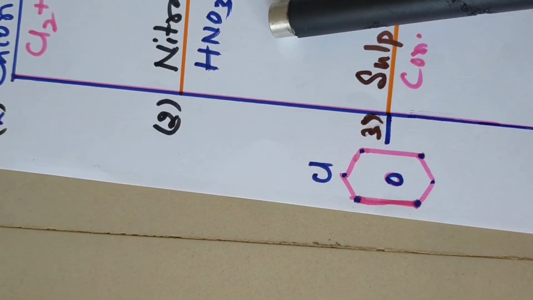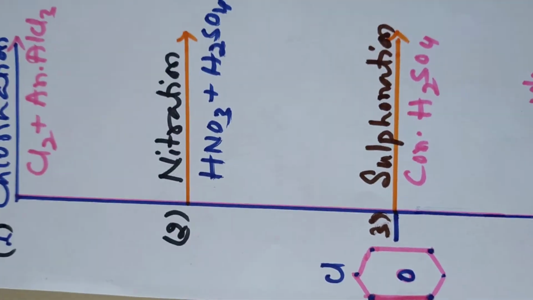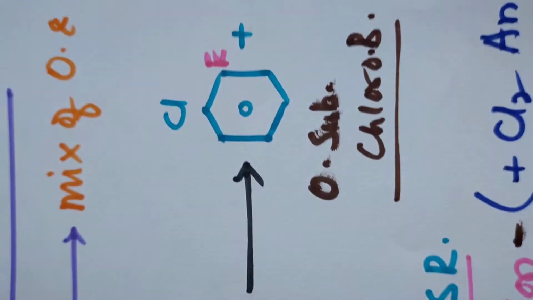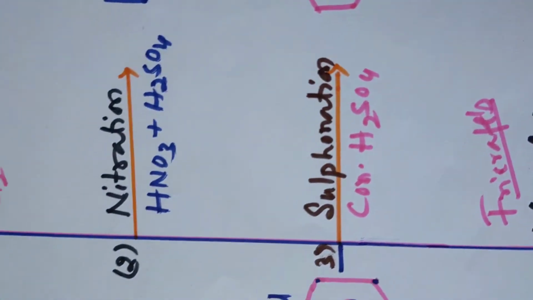Again the same thing will come. As we learned in the last class, which substituted compounds will form? Ortho and para. So the ortho substituted product and the para substituted product. The second one is nitration. Once again we go for that one.